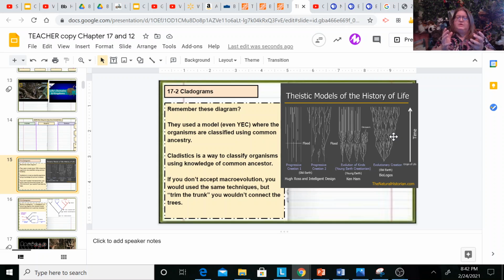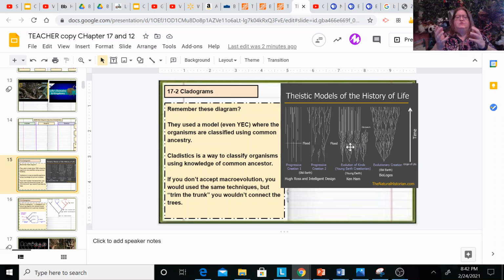Now, remember that even the strictest interpretations, young Earth, they do use these same diagrams. They just limit them. So remember, they have separate trees over that. Whether or not you agree with that or not, that's what they do. So they use the same techniques for organizing these. They study the characteristics, they study the DNA.